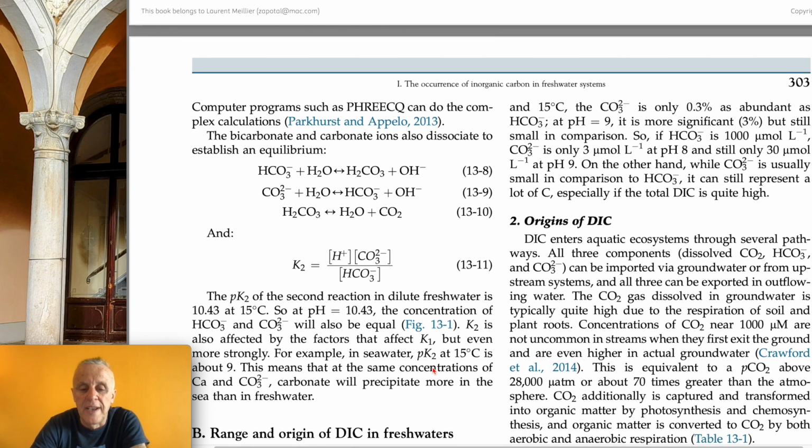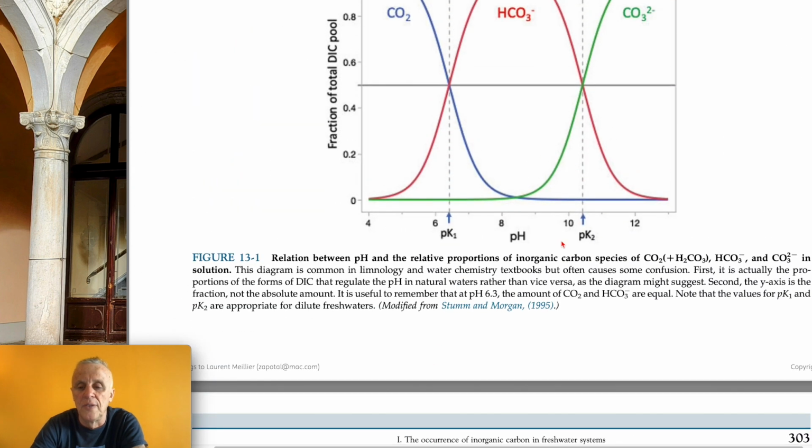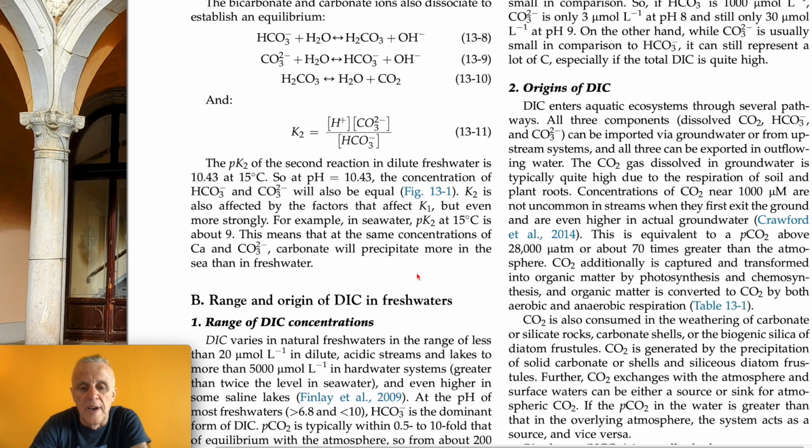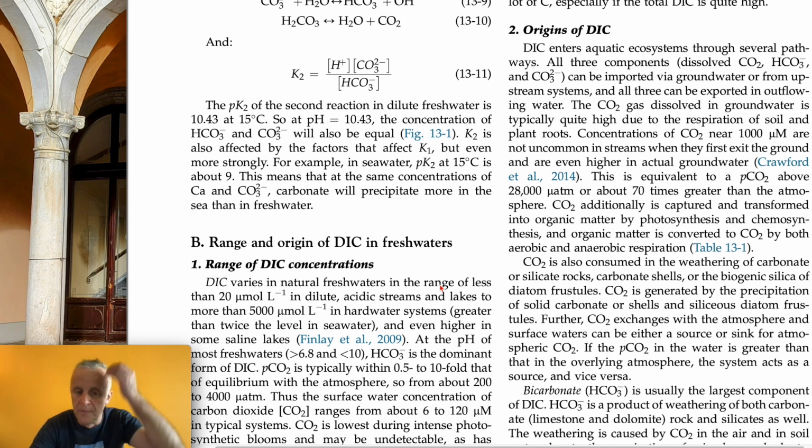The pK2 of the second reaction in dilute freshwater is 10.43 at 15 degrees C. So at pH 10.43, the concentration of bicarbonate and carbonate will also be equal. So 10.43 is right here. And then, as explained in the text, we have 6.3 right here. For example, in seawater, pK2 at 15 degrees C is about 9. This means that at the same concentration of calcium and carbonate, more will precipitate in the sea than in freshwater.